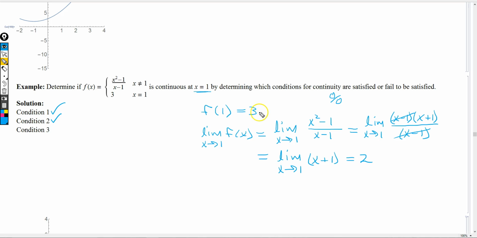However, we notice that the 3 does not equal the 2, right? And so condition 3 is not satisfied. So this function is not continuous at x equaling 1. It's almost continuous, but not quite. Let's take a look at its graph and see what's happening here.